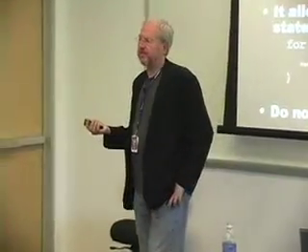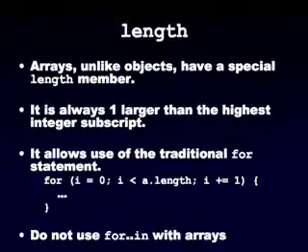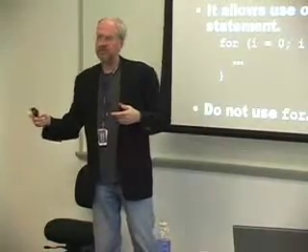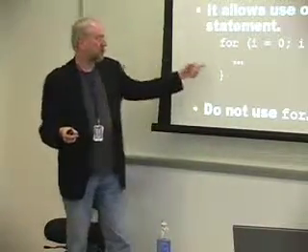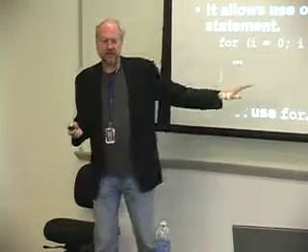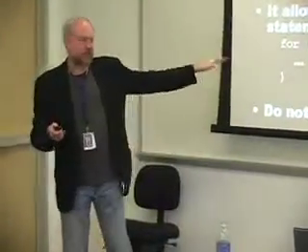Arrays have a length member, which looks like it should be the number of elements in the array, but it's not. It is one larger than the highest integer subscript, which, depending on the composition of the array, may or may not be the same as its actual length. So what that does is allow you to use a traditional for loop to go through all of the members of the array. So the length member does that.